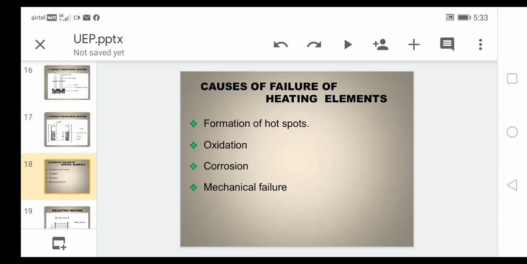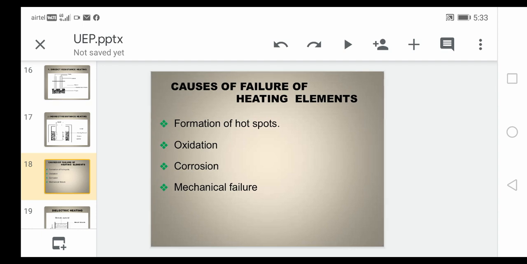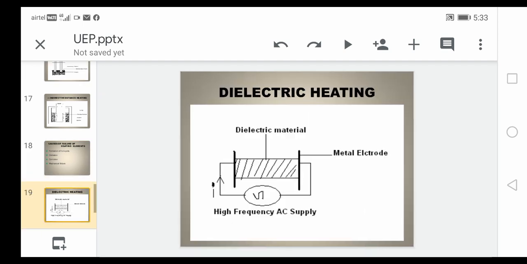In some cases the electric heating element fails. The main causes of failure of a heating element are formation of hot spots, oxidation, corrosion, and mechanical failure. Because of these four main reasons we have failure of the heating element. And next one, dielectric heating.